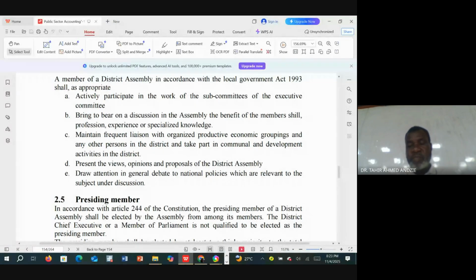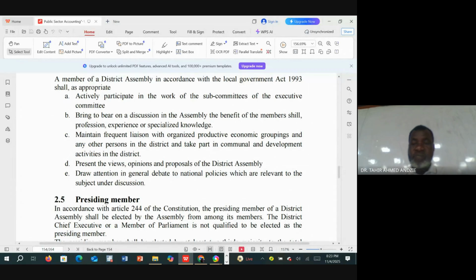Some of the assembly members, sometimes when we are looking for them, they will not be there. You want to see him, you will not get him. This time is going to be better, because now the President Mahama has promised to pay them something. Those days when they were not paid, the person is doing his own work. You want to look for him, you will not get him. Meanwhile, they are calling themselves honorable and then they don't do anything.